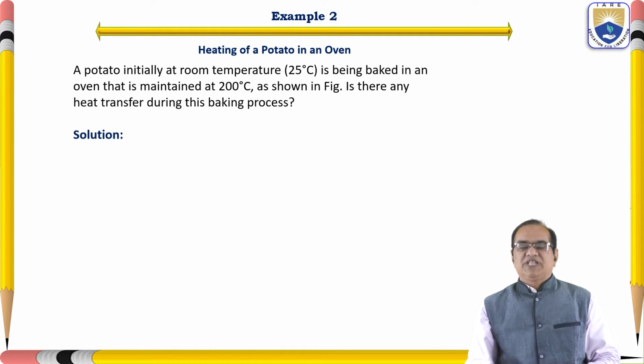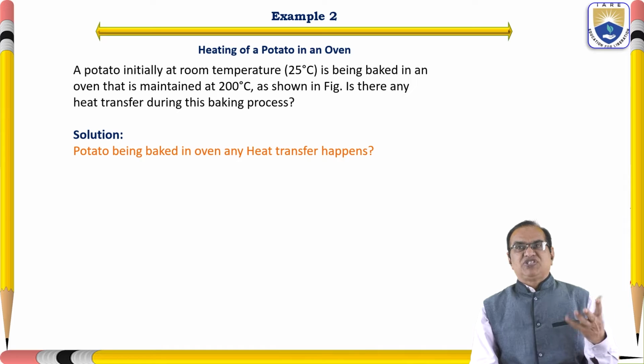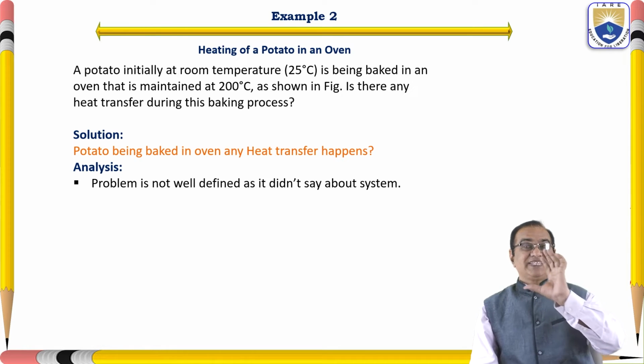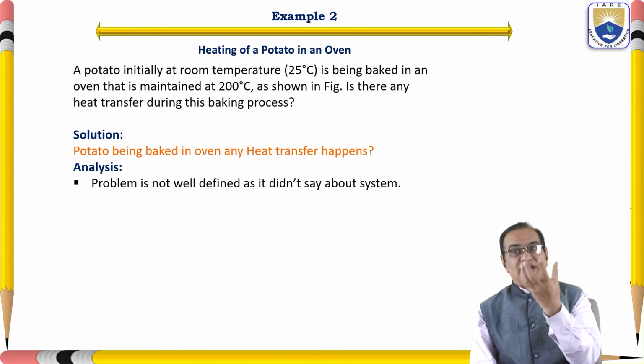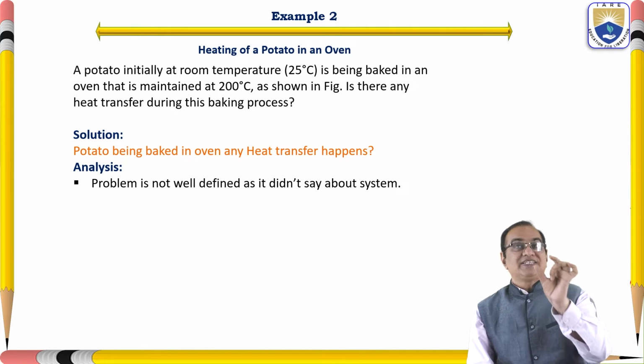So we have to see how we can go about the potato being baked in the oven, whether any heat transfer happens or not. This is our problem. We have to see whether any heat transfer is taking place between the potato and the surrounding and the system. Analysis we can do that. The problem is not well defined as it didn't say about the system. It is not telling which is the system. Is the potato the system, or the oven the system, or the total the system? So it is not well defined.